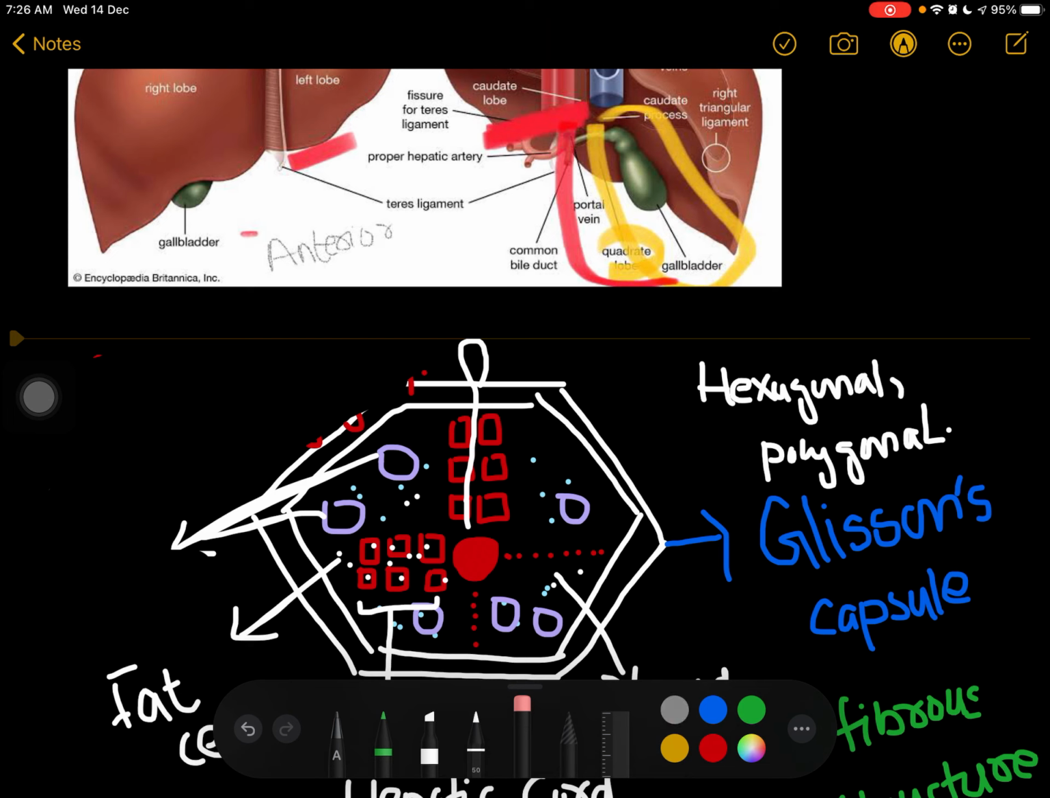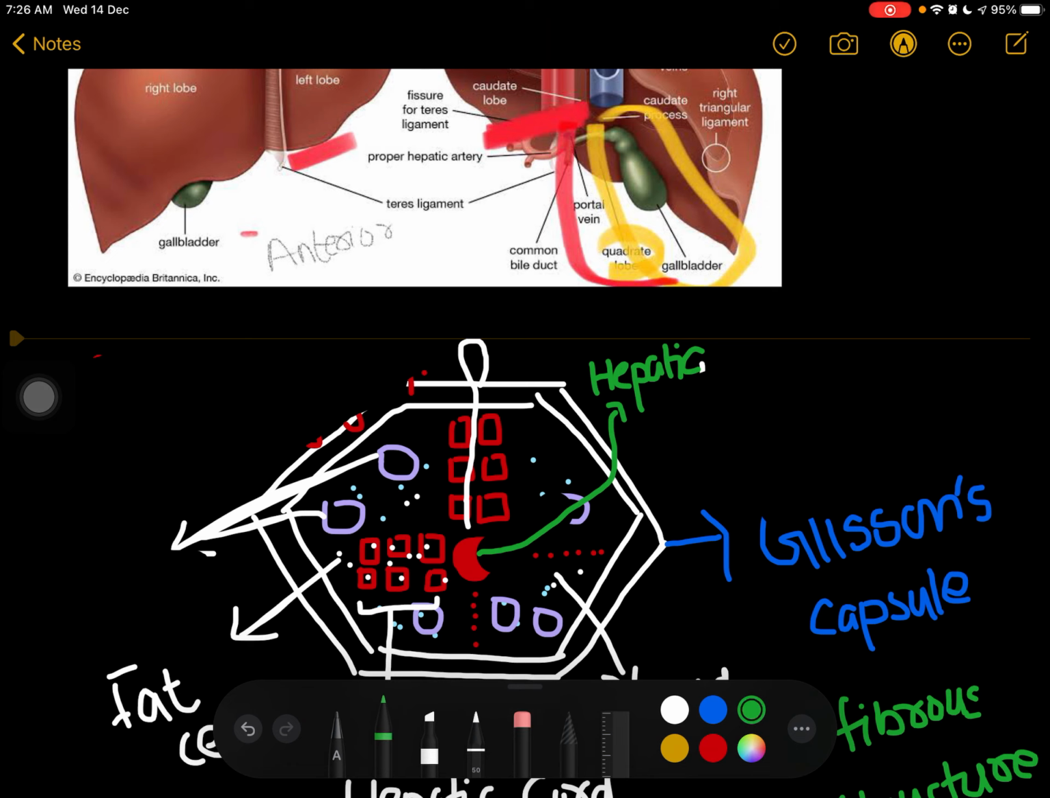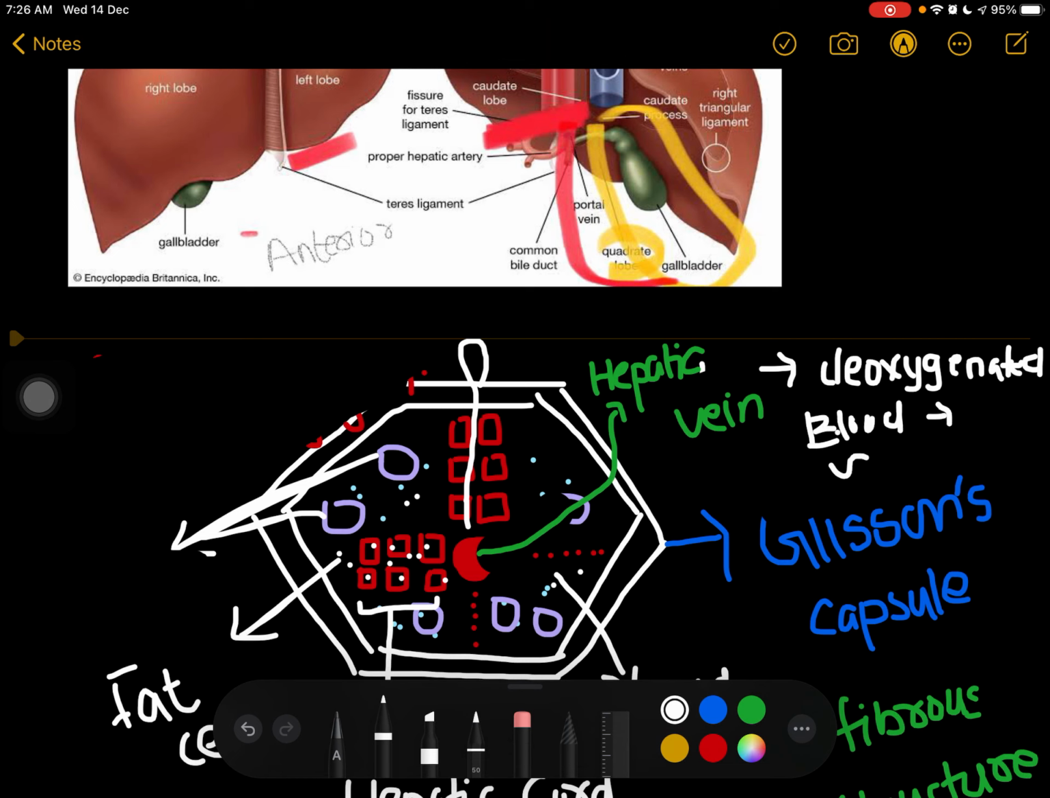Now, this is the hepatic vein. Its function is to carry deoxygenated blood to the vena cava. Over here is the bile duct.